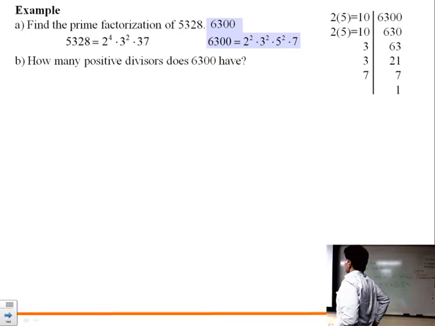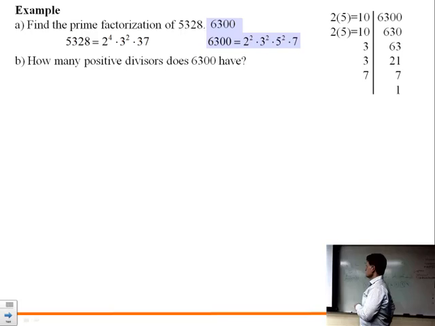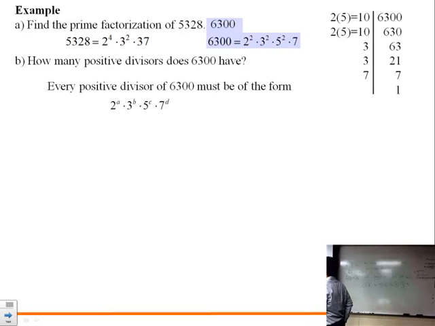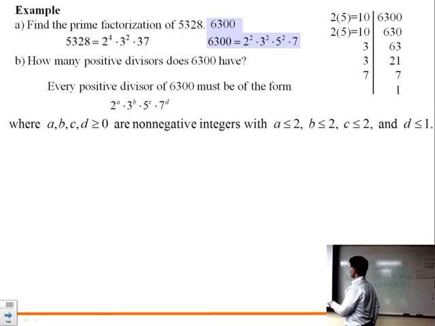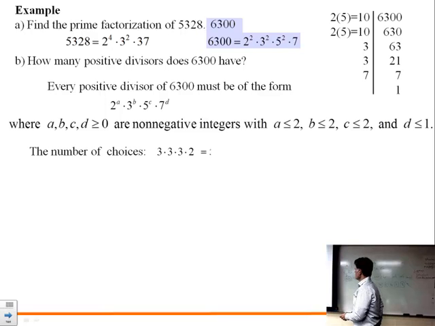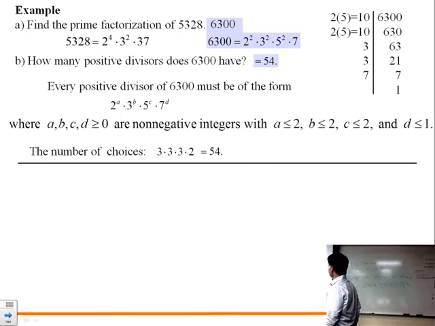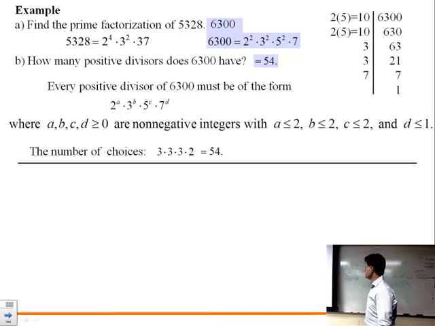How many positive divisors does 6300 have? 54. Okay. So what do I multiply? 3 times 3 times 3, that's 27, times 2, that's 54. Same rules apply, so we don't have to repeat this rule. Okay.